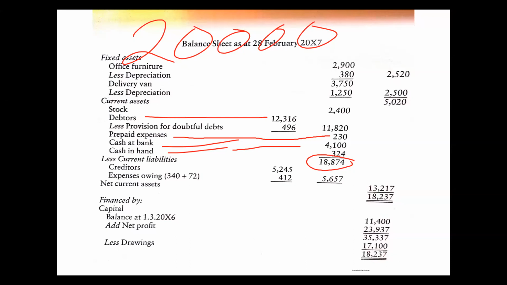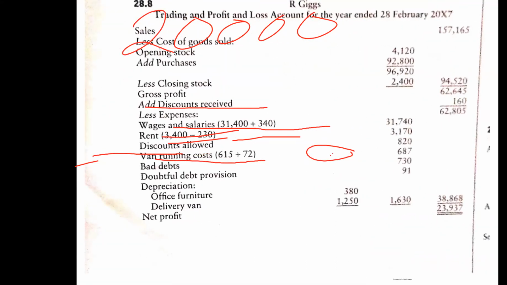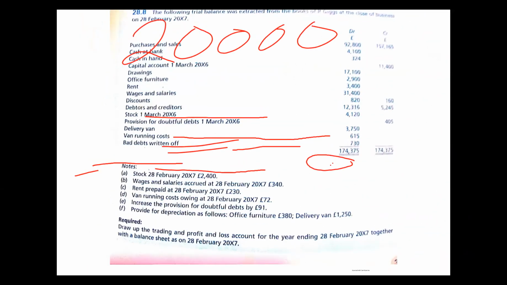Now, once you're done with the current assets, you can list the current liabilities. In the current liabilities, we have creditors, those are accounts payable. The payables account adds up to 5,245. Where are we finding it? We are interested in knowing where you're getting the creditors.